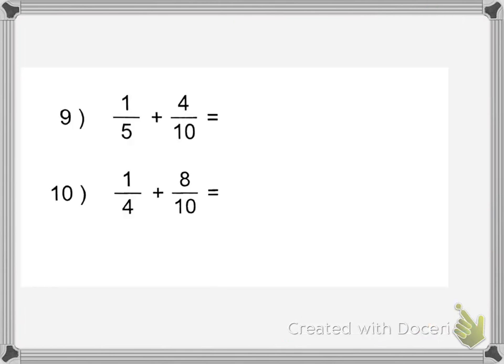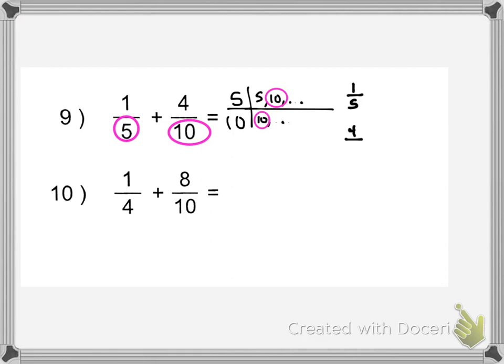Now for the last two problems, 9 and 10, I'm going to use the LCM for number 9, and I'm going to use the equivalent fractions for number 10. So you can see both strategies side by side. So again, I'm going to do 5, 10, and so on, and then 10, and I can keep counting 20, 30, 40, but I don't need to because I already found the least common multiple, which is 10.